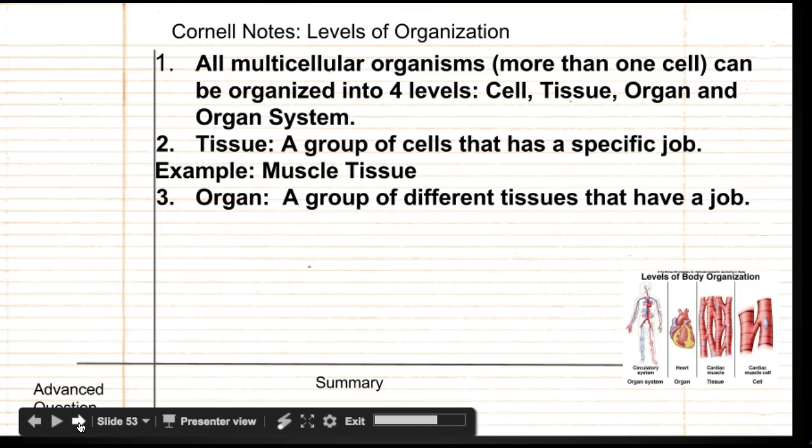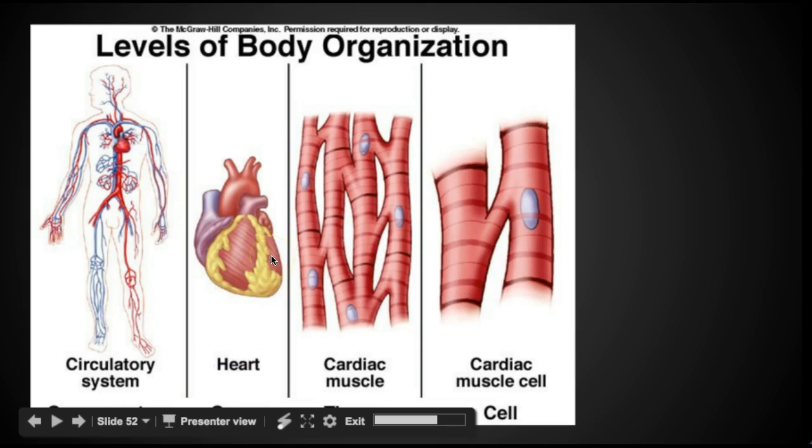All right, number three, organ. An organ is a group of different kinds of tissues that have a job. Let's see if we can look at a picture. So here's the heart. The heart is considered an organ. So a heart is made of different kinds of tissues. So I can see on the outside of the heart here, here's some muscle tissue that helps the heart beat. But maybe in here there'll be connective tissue connecting the muscle to the different parts of the heart, and so on. So organs have different kinds of tissue that help them work together.